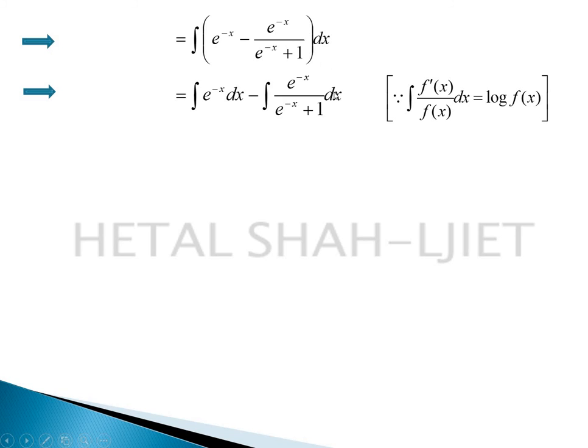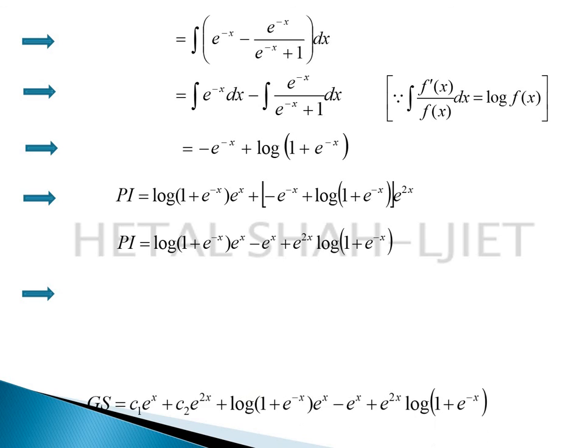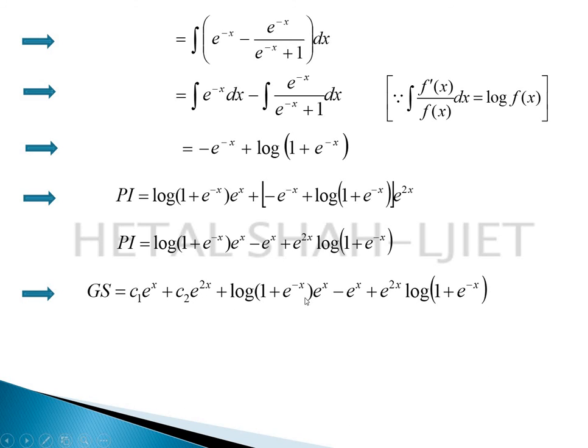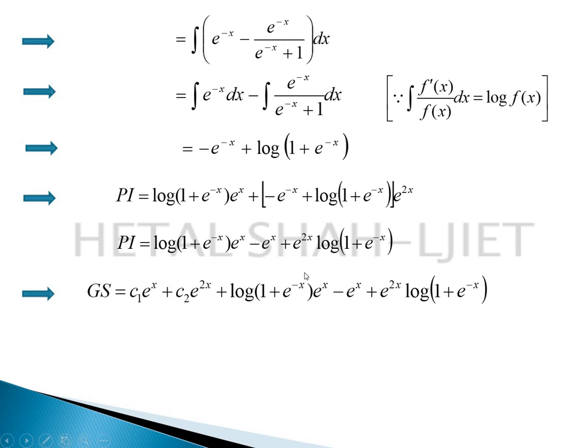So by using this formula, integration of the second term is log of 1 plus e raised to minus x, and the integration of e raised to minus x is minus e raised to minus x. So your PI is u into y1 plus v into y2. Again, by simplifying, we get the final PI, and the general solution is complementary function plus particular integral. This is the complementary function CF, and this one is your particular integral. So this is your final answer for the given problem.